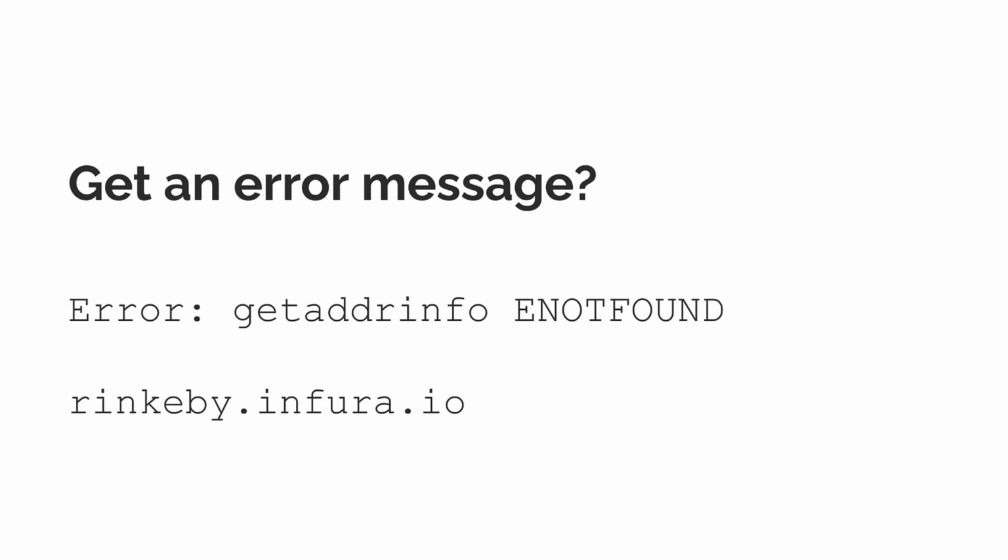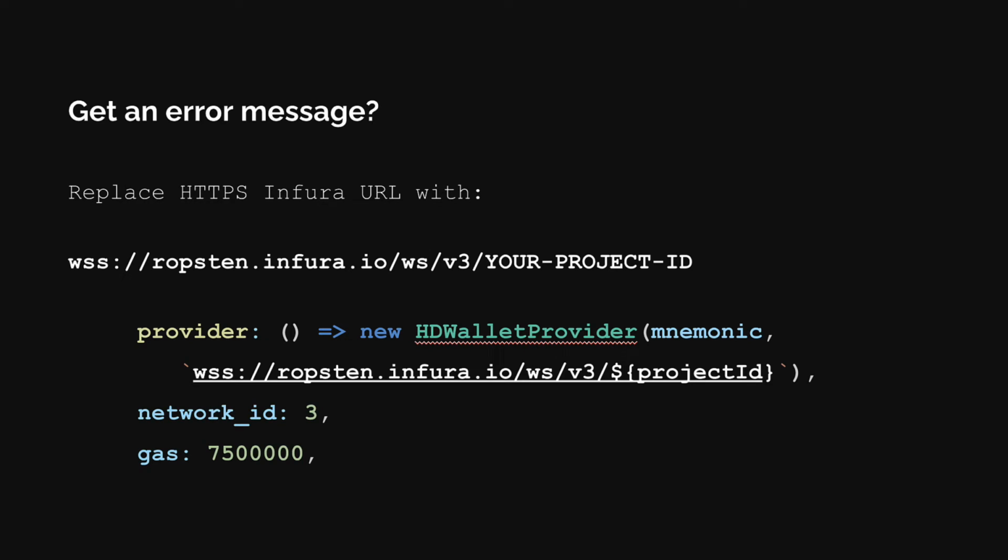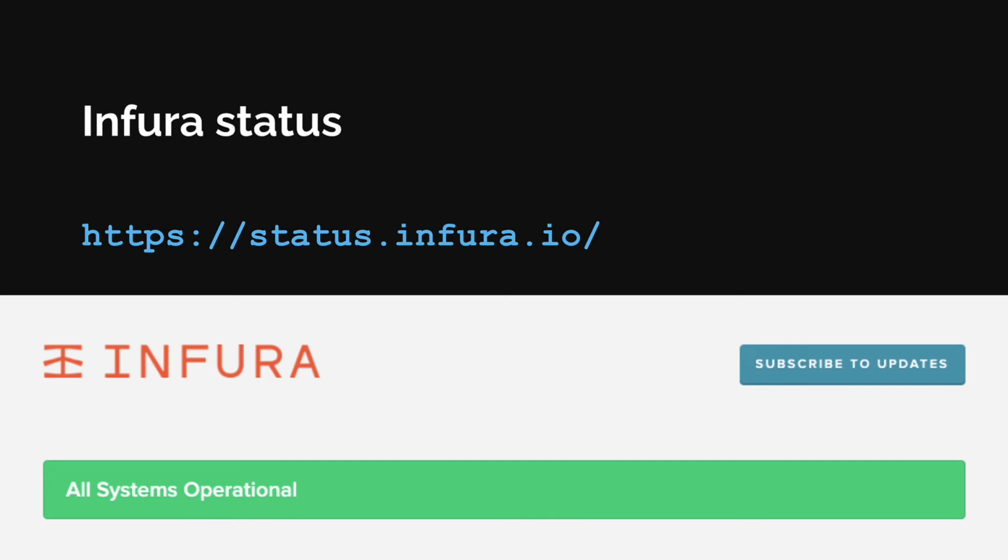If you get an error message about an address not being found, then you can replace the HTTP Infura URL with a WSS Infura URL instead. This is a common problem that can come up if you do see that error message. This is because sometimes Infura can go down the network connection, so you might have to switch from HTTPS to WSS connection if you do see this error message. It is unlikely though. You can check Infura's status at any time by going to status.infura.io to see if all systems are operational or if there's some kind of connection issue with Rinkeby or another network.